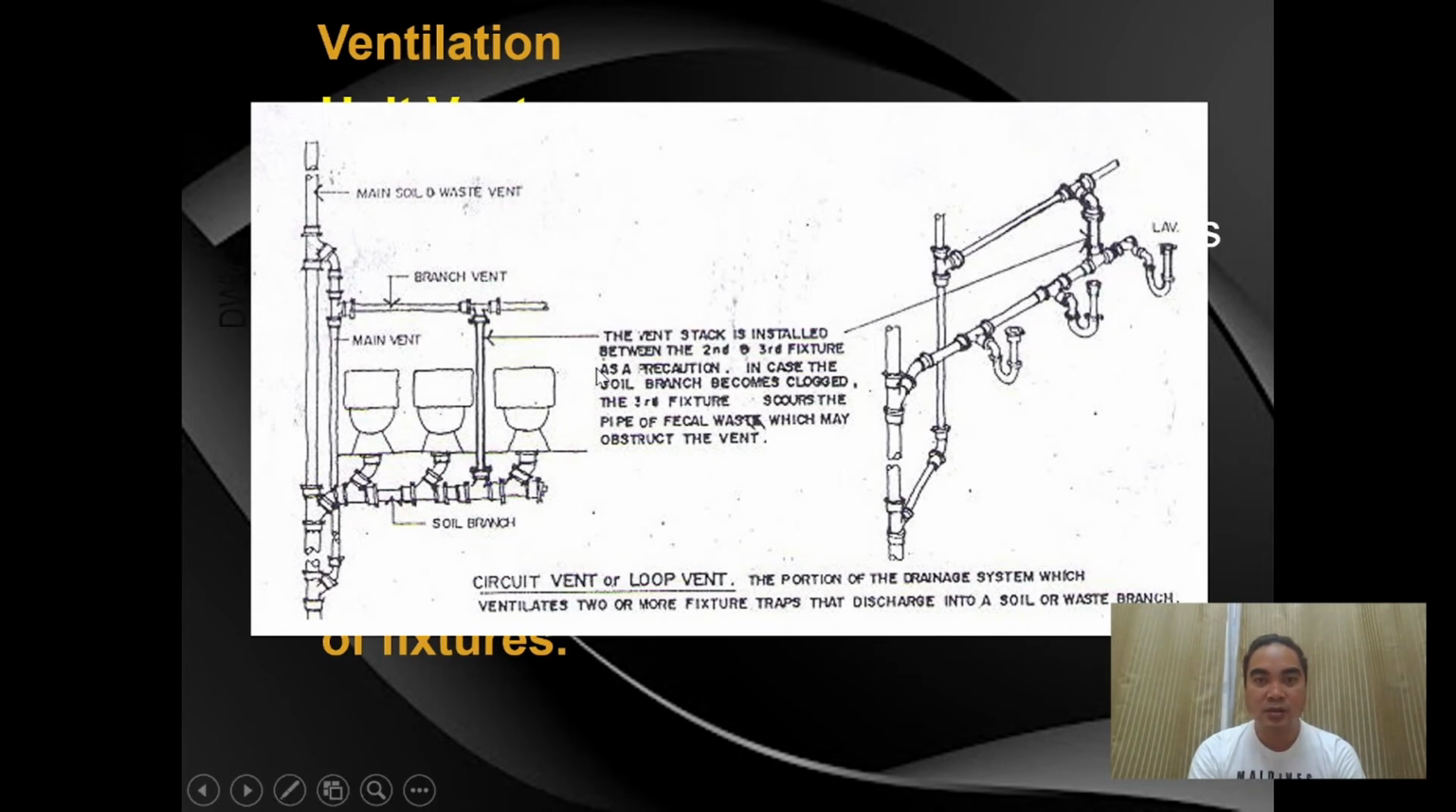Vent stack installed between the second and third fixtures as a precaution, in case the soil branch becomes clogged. Circuit vent or loop vent: the portion of the drain system which ventilates two or more fixtures that discharge into the soil or waste branch.